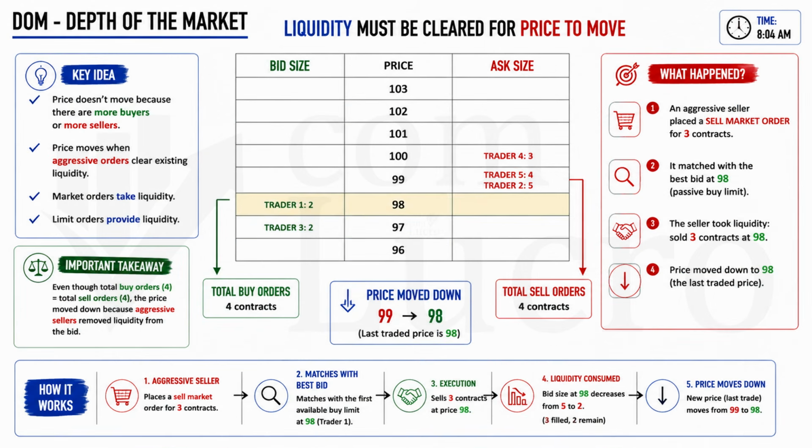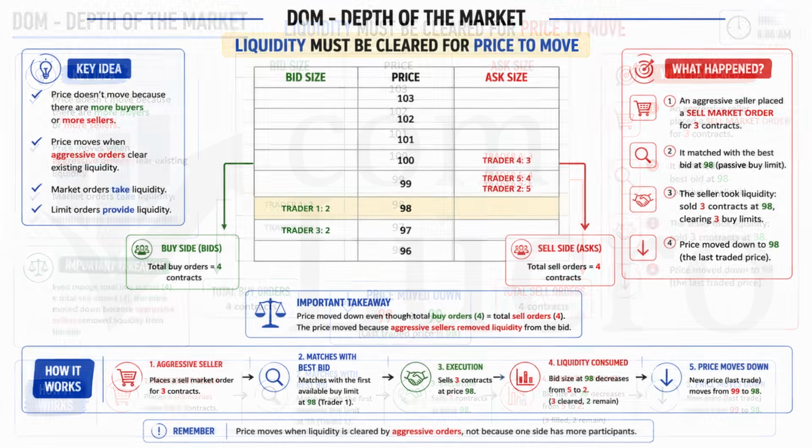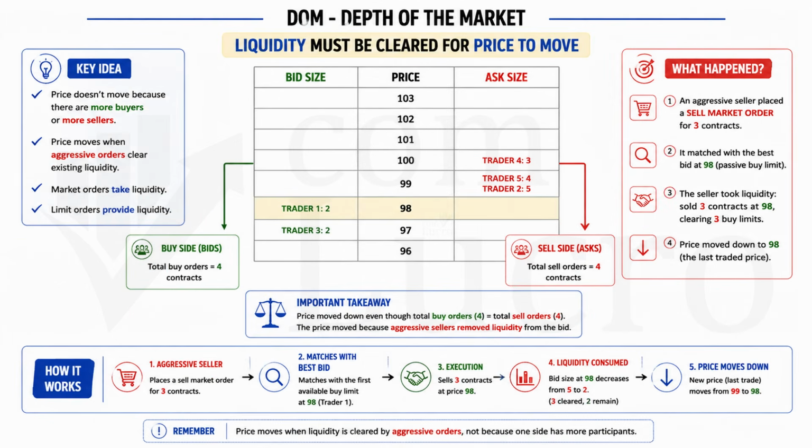Notice that the price moved down, yet the number of sell and buy orders is equal. The price didn't decrease because there were more sellers than buyers, but because the sellers were more aggressive. Now, what needs to happen for the price to move from 98 to 97? It's simple. More aggressive sellers must clear the remaining 2 buy limits at 98. Think of it as a barrier. This barrier of limit orders must be broken for the price to move.